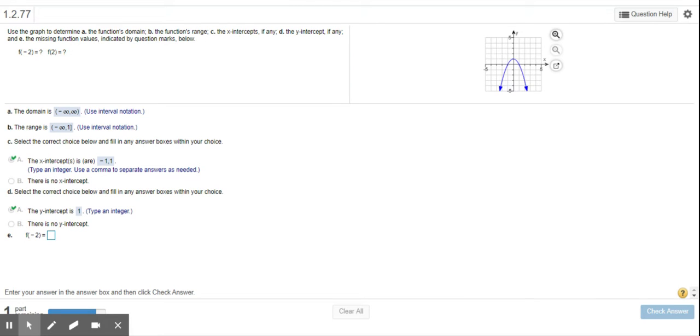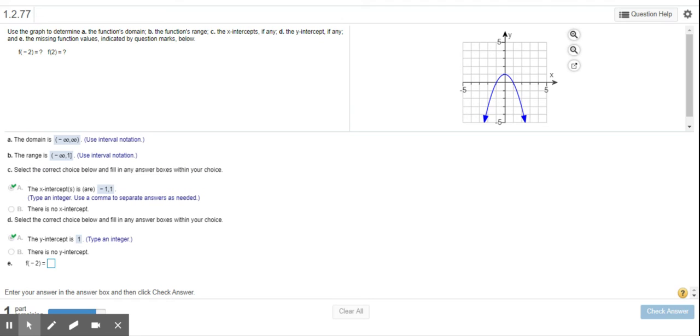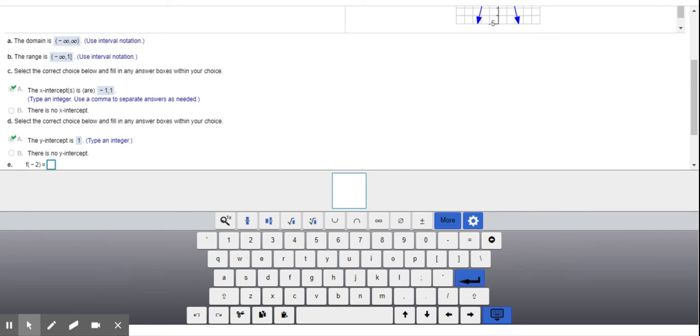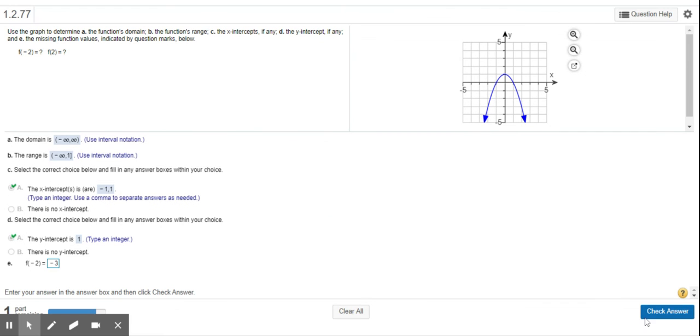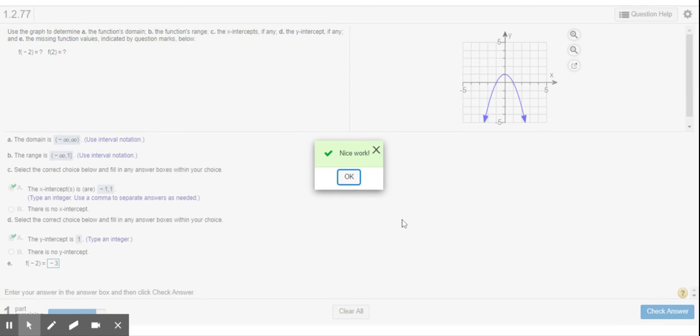And then f of -2. So that's simply saying, for an x value of -2, what's the y value? I might want to zoom in a little bit. All right, so an x value of -2, I'm right at this point here. So that's a y value of -3. So f of -2 is -3. So -3. Let me check my answer on that.